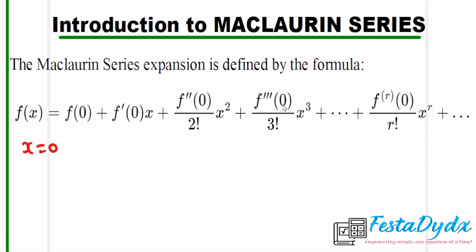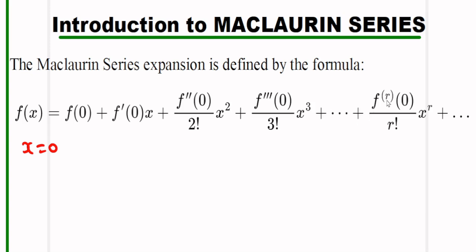of f of x. Substituting x to be 0, divide by 3 factorial multiplied by x cubed, plus dot dot dot, plus the r-th derivative of f of x, substituting x to be 0, over r factorial, then x to the power r, then plus dot dot dot, because this is actually going to infinity.